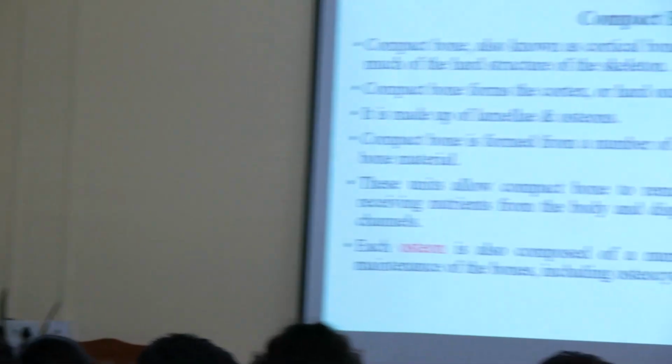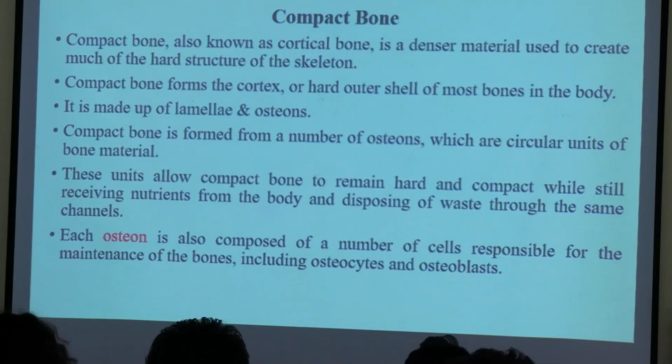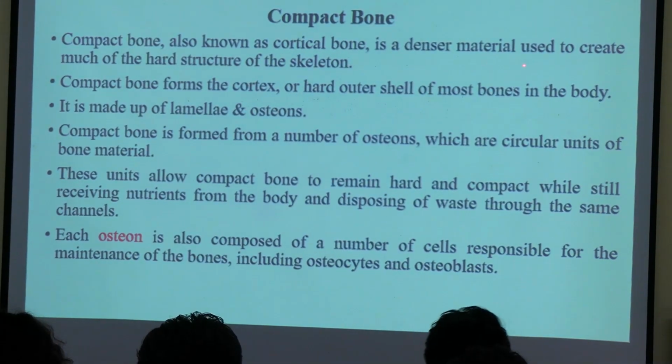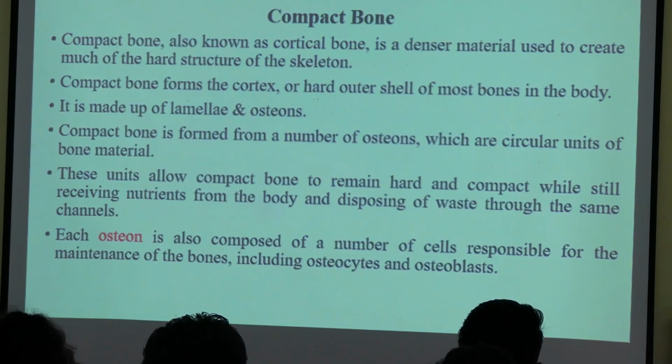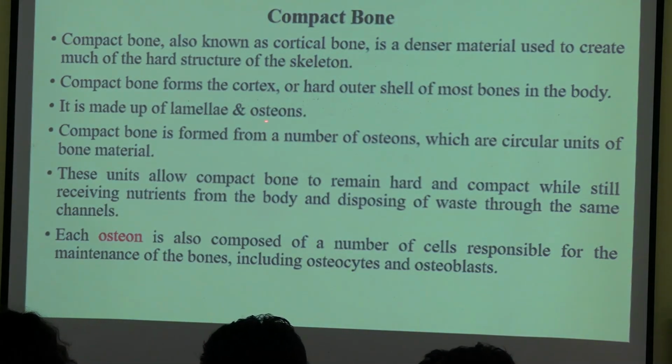Okay, so compact bone, as I said, is also called cortical bone. It is denser material used to create the hard structure of the skeleton. Next, compact bone forms the cortex or the outer hard shell of the bone. It is made up of lamellae and osteons. I don't know whether you have heard or not, but if you see the structure of the compact bone, these lamellae are there and osteons are there. Now what are lamellae, what are osteons, we'll discuss in detail in the microscopic structure.